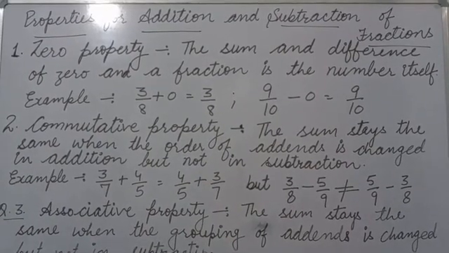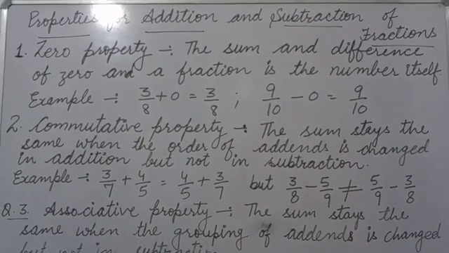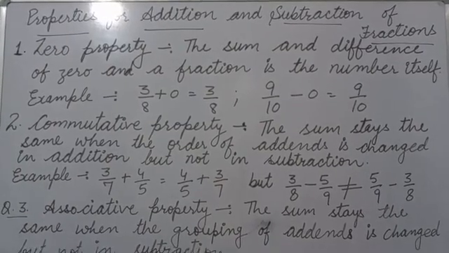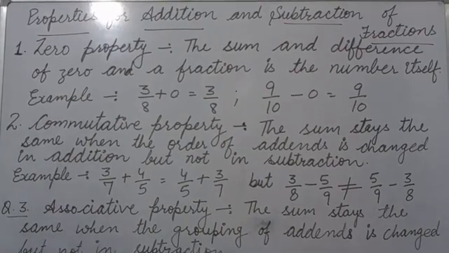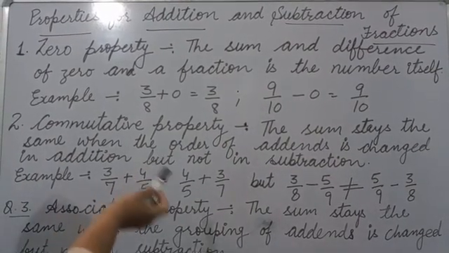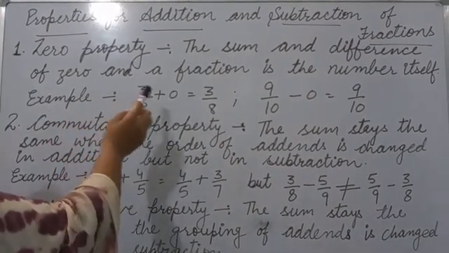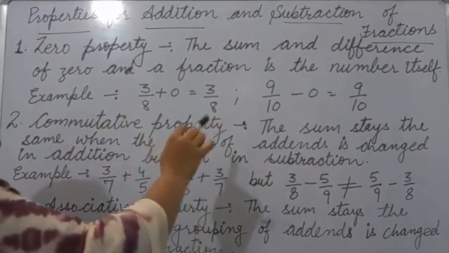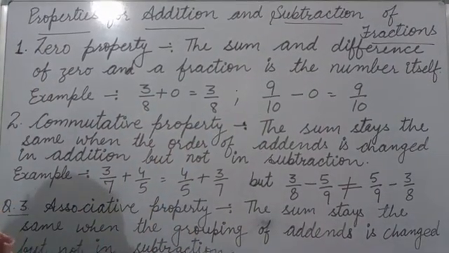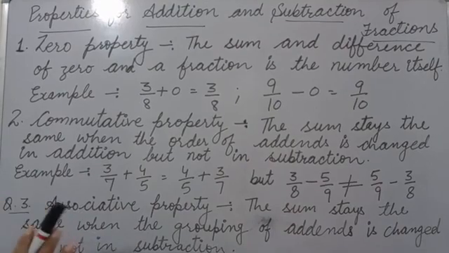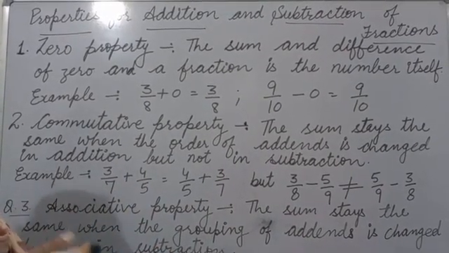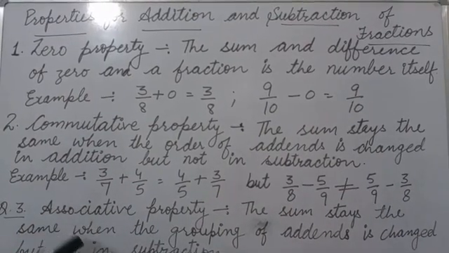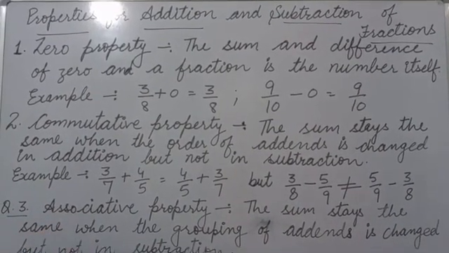These properties are just like those of simple numbers, there is no difference. First of all, there is the zero property. So what is the zero property? The sum and the difference of 0 and a fraction is the number itself. Whenever we add or subtract 0 from any fraction, we get the fraction itself. Whatever fraction or number is there, it stays the same.